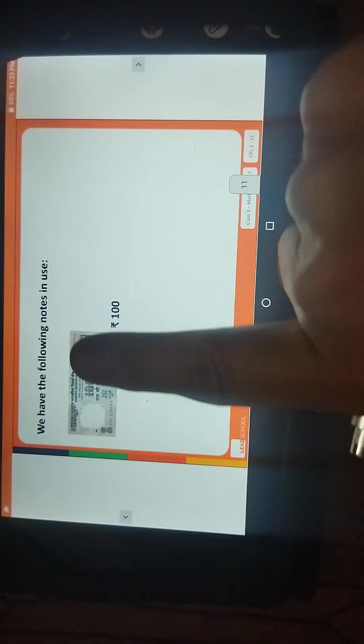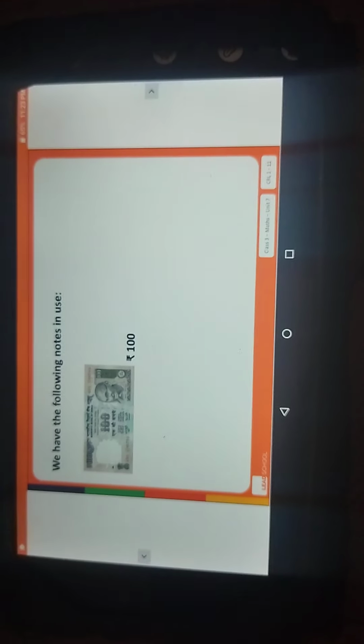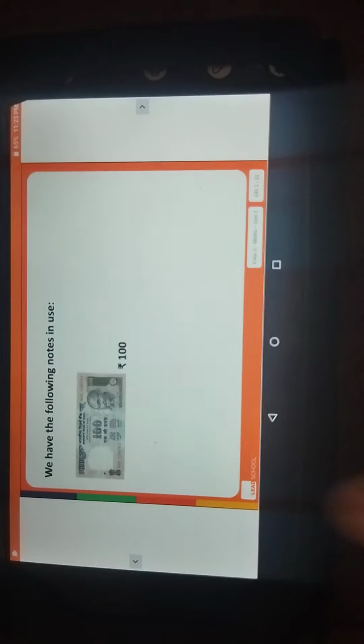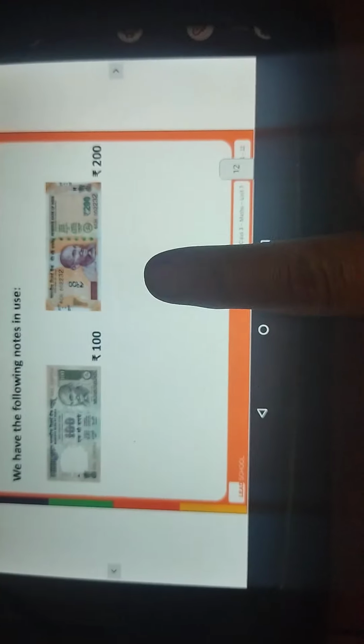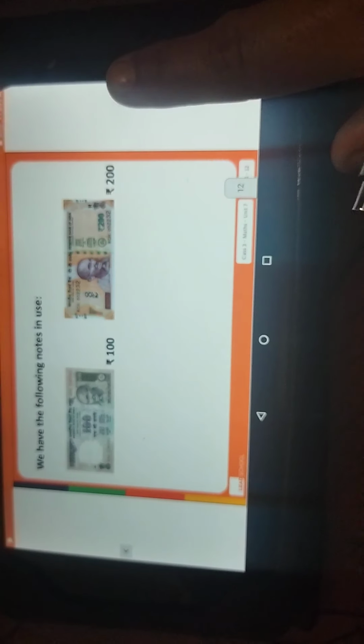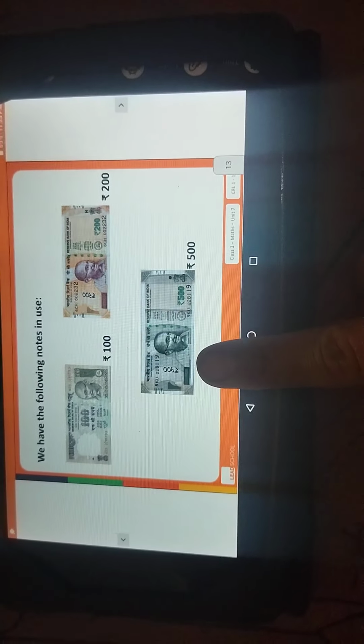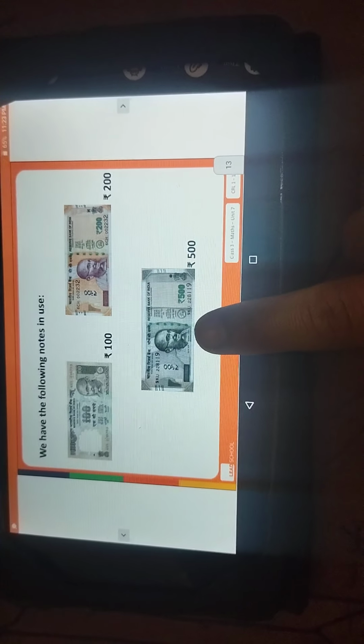Then we have the following notes in use. 100 rupees की notes भी हम use करते हैं. Correct, we use a 100 rupees note. This one is a 200 rupees note. This note also we use, हम ये 200 rupees की note भी use करते हैं. This is a 500 rupees note. ये 500 रुपीज की नोट भी हम यूज करते हैं आवर डेली लाइफ में, राइट.